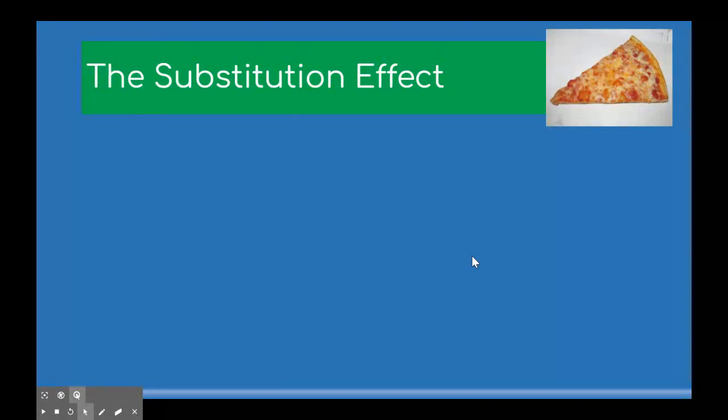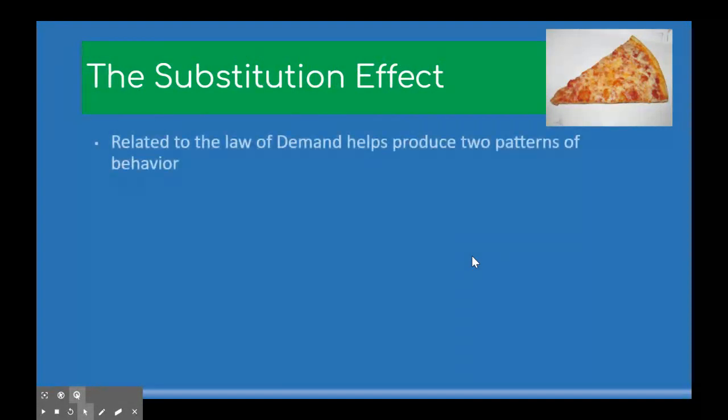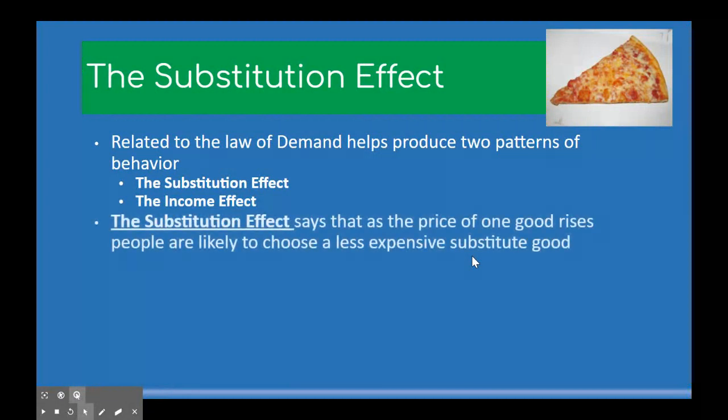We also have a couple of other ways that the law of demand will produce two patterns of behavior. The first pattern is the substitution effect, and we're going to talk about that. And the second pattern is known as the income effect. The substitution effect says that as the price of one good rises, people are likely to choose a less expensive substitute good. So when the price goes up, they're going to look for alternatives.